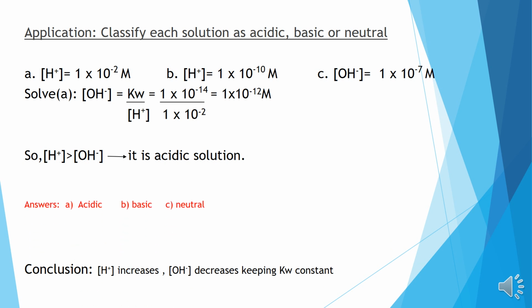The other answers are similar for part B and part C. For part B, it is a basic solution because the concentration of OH- is greater than the concentration of H+, and in part C, the concentration of OH- equals the concentration of H+. That's why we say that it is a neutral solution. Now, as a conclusion, as the concentration of H+ increases, we observe that the concentration of OH- decreases, keeping Kw constant.